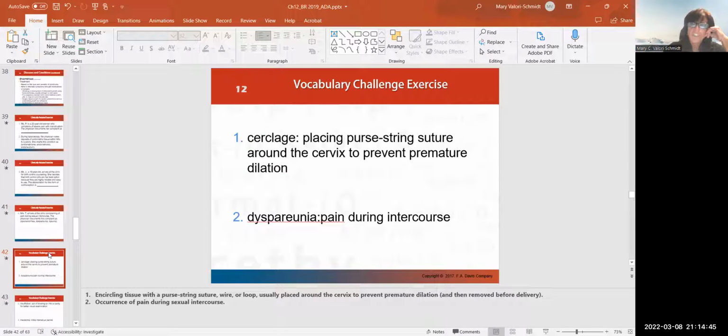Cerclage. A cerclage is where we take purse string sutures and put them around the cervix to prevent premature dilation of the cervix and then premature delivery of the fetus, right? Some people have what's called an incompetent cervix. That will just kind of keep the cervix closed until it's time for the baby to be born. Dyspareunia is pain during intercourse.